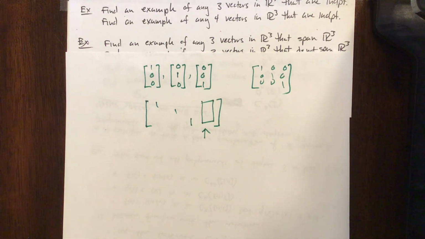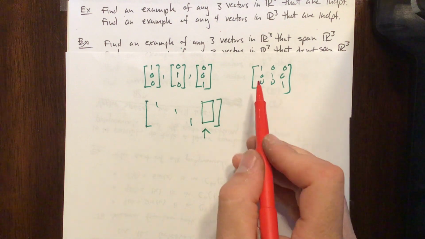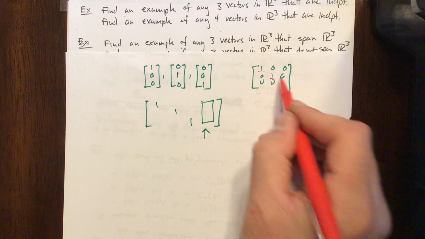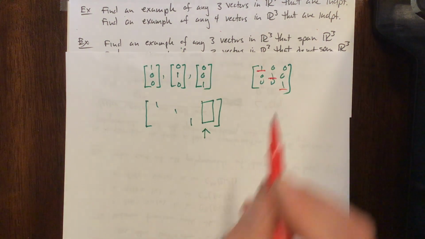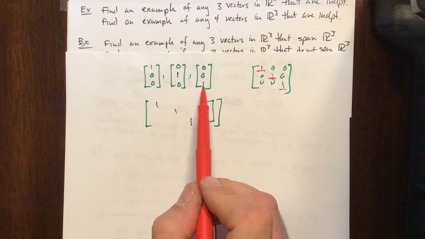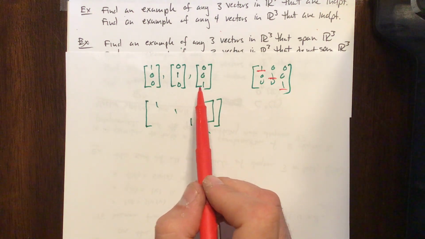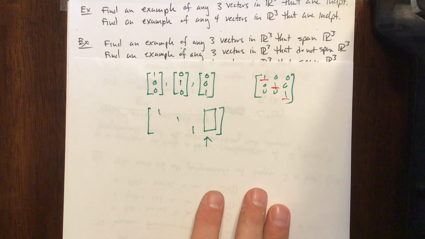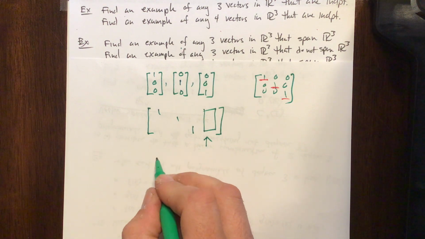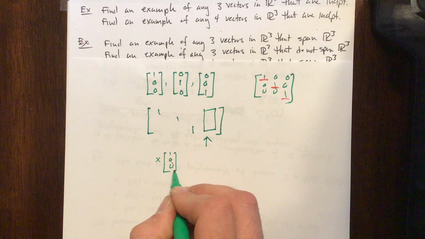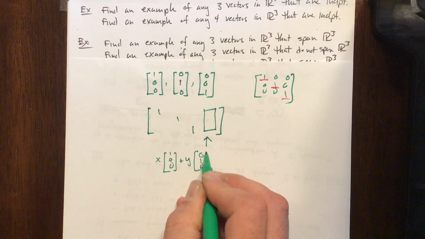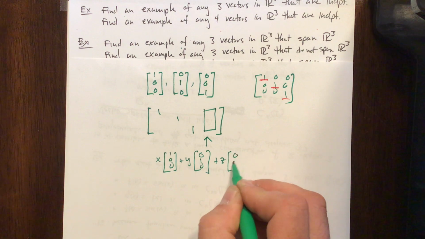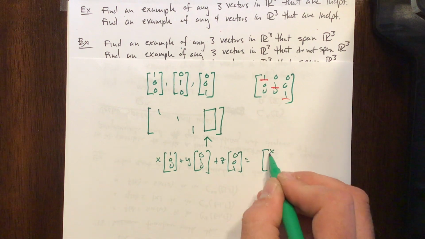Find an example of any 3 vectors in R3 that span R3. Well, how about the first? There's a pivot in row 1, a pivot in row 2, and a pivot in row 3. So not only are these 3 vectors linearly independent, they also span all of R3. And that should make sense, because I could take x times the vector 1, 0, 0, plus y times the vector 0, 1, 0, and z times the vector 0, 0, 1, and obtain any old vector x, y, z that you want.